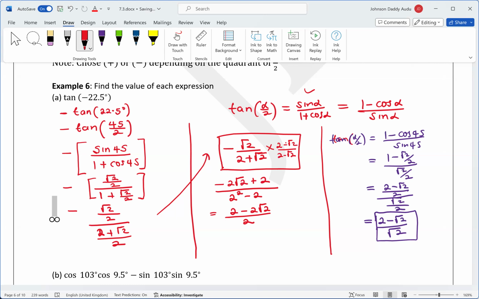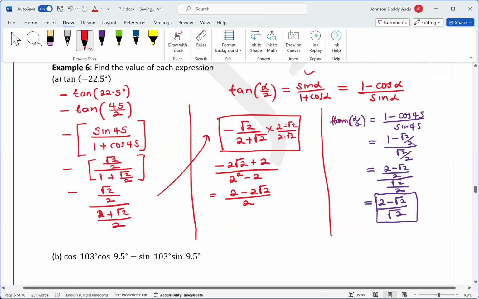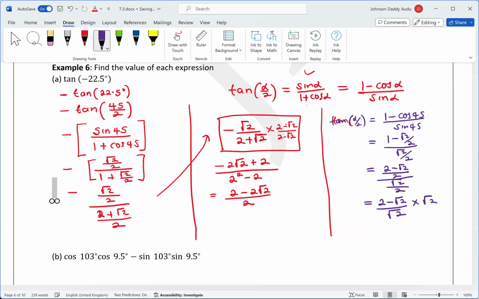Over 2, right? Yes. And also here, if you rationalize this one, so let's remove the box and rationalize this, which is by root 2 over root 2, this is going to be 2 root 2 minus 2. So this will be 2 root 2 minus 2 all over what? All over 2. So let's check carefully. We're missing something here.